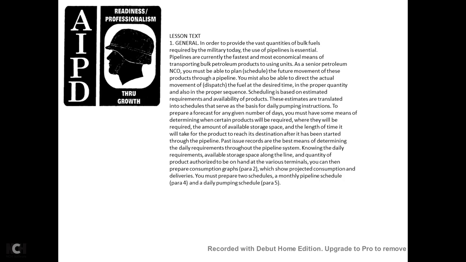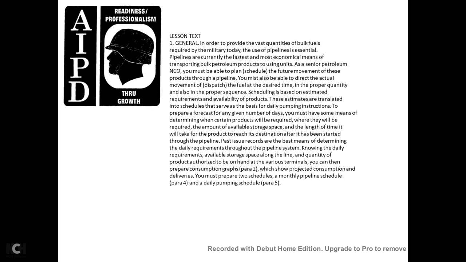The schedule is based on the estimated requirements and available product, translated into the schedule that serves as the basis for the daily pumping instructions. To prepare a forecast for any given number of days, you must have the means of determining which products are required, when they will be required, the amount of available storage space, and the length of time it will take the product to reach its destination after it is started through the pipeline. Issue records are the best means to determine the daily requirements through the pipeline system. Knowing the daily requirements, available storage space along the line, and the quantity of product authorized to be on hand at the various terminals, you can prepare the consumption graphs.